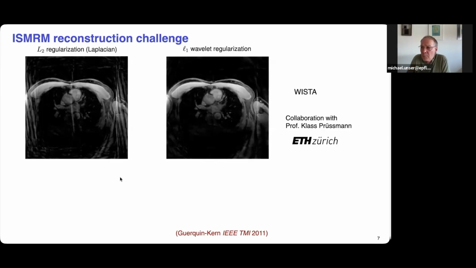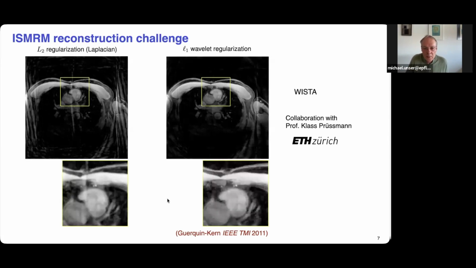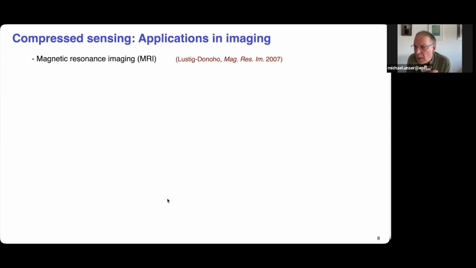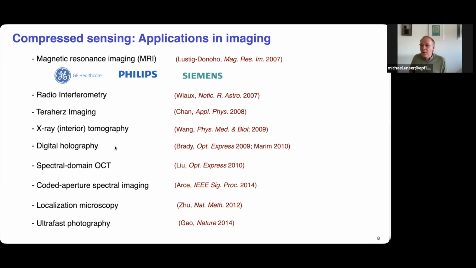If you are undersampled in K-space, you get those kinds of aliasing artifacts. If you use L1, you can get much better reconstruction. Of course, this has had a huge impact in imaging, because those methods were pioneered by Lustig and Donoho in MRI, and then adapted by manufacturers of MRI, and also virtually applied to any imaging modality in sight, leading to many publications, and that was the time of compressed sensing.